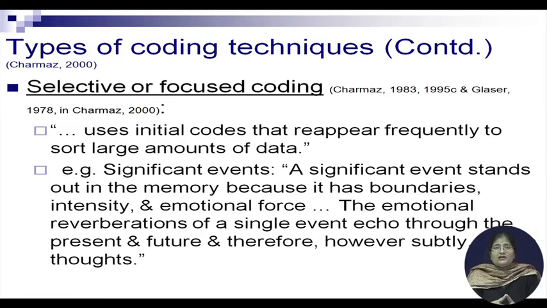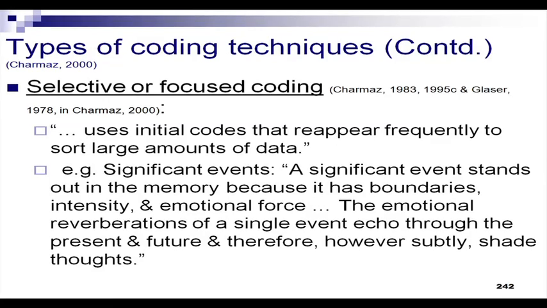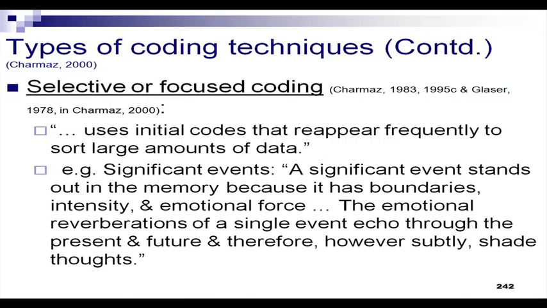Selective or focused coding uses initial codes that reappear frequently to sort large amounts of data. So we start with initial codes. The codes don't come out of the data. We start with some initial codes, and then those codes help other future codes evolve. When we go through large amounts of data, some initial codes appear and we say, okay, this is the direction it's going in. So using that direction, we filter out things that don't fit into it or that are not even remotely connected to it, and we let that direction evolve as it goes along because the volume of data is so large.